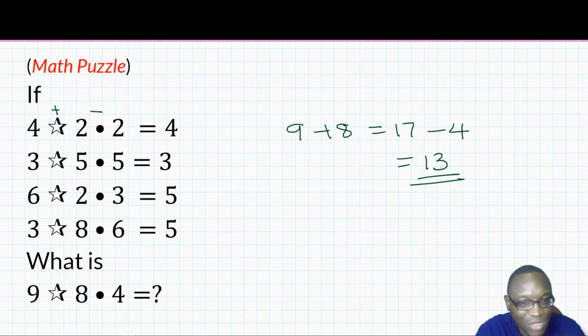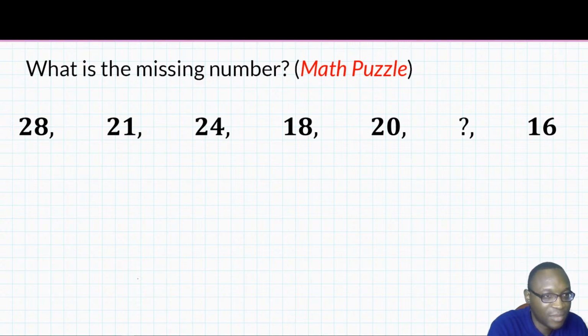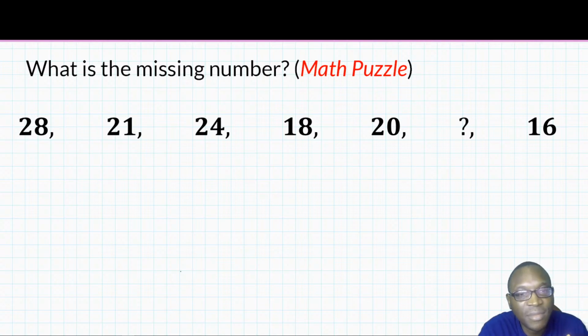All right, so let's go to the last one for today. So we have this sequence. I try to do something like this for you every week because I change the sequence and I change the rules for the problem that we just came from. I try to change it around. So here we have 28, 21, 24, 18, 20, we have a missing number, and then we got 16.